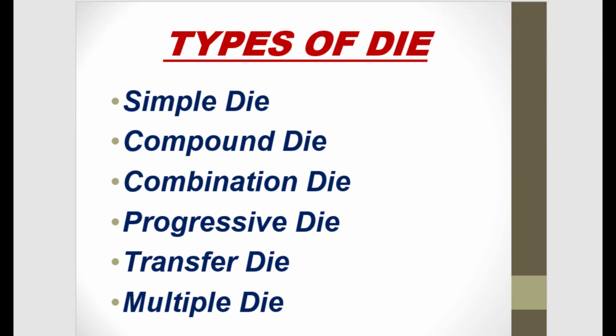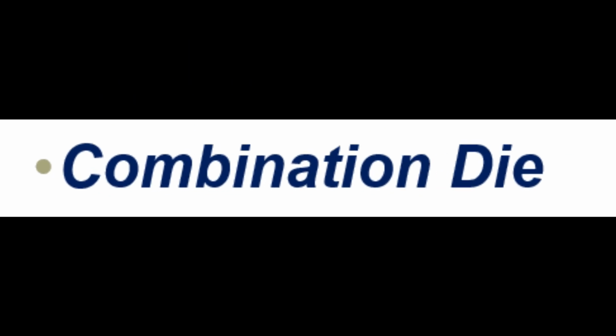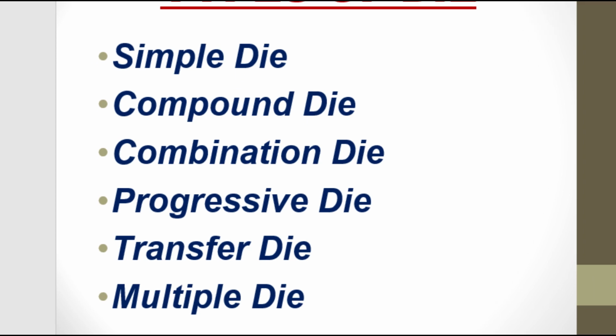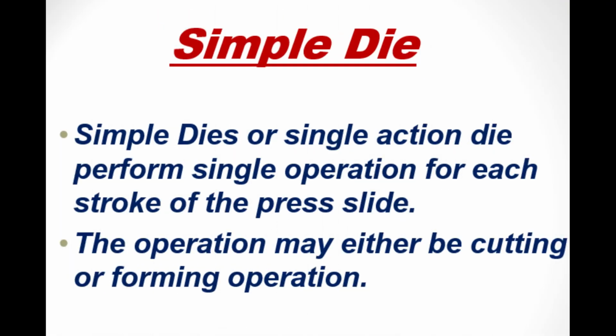Now we will discuss different types of dies: simple die, compound die, combination die, progressive die. Simple die, or single action die. Only one operation, either cutting or forming, may be performed on each stroke.